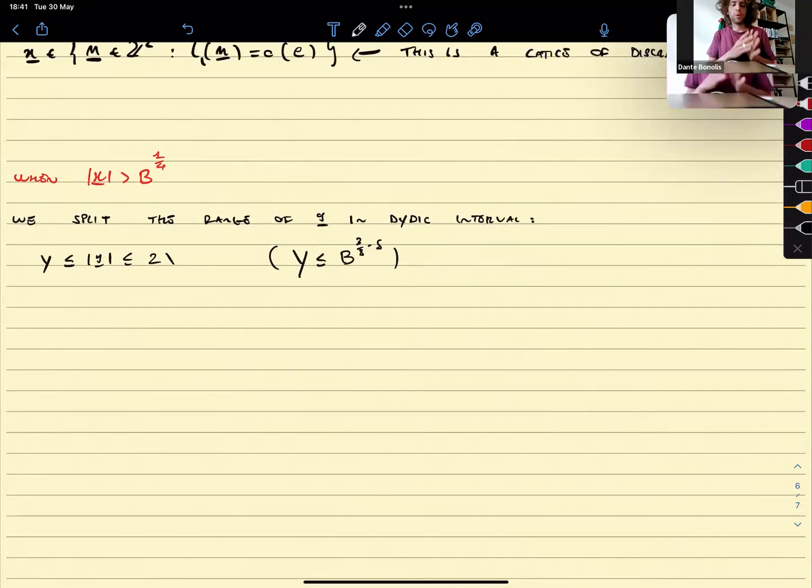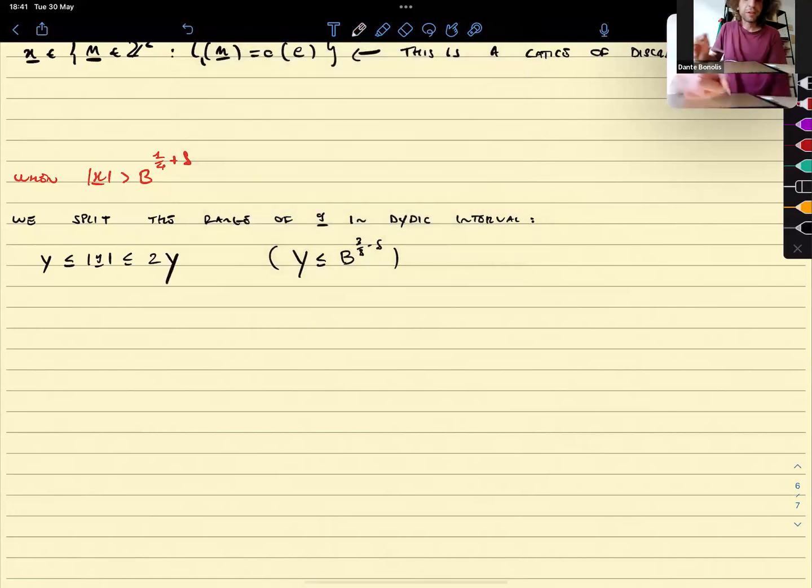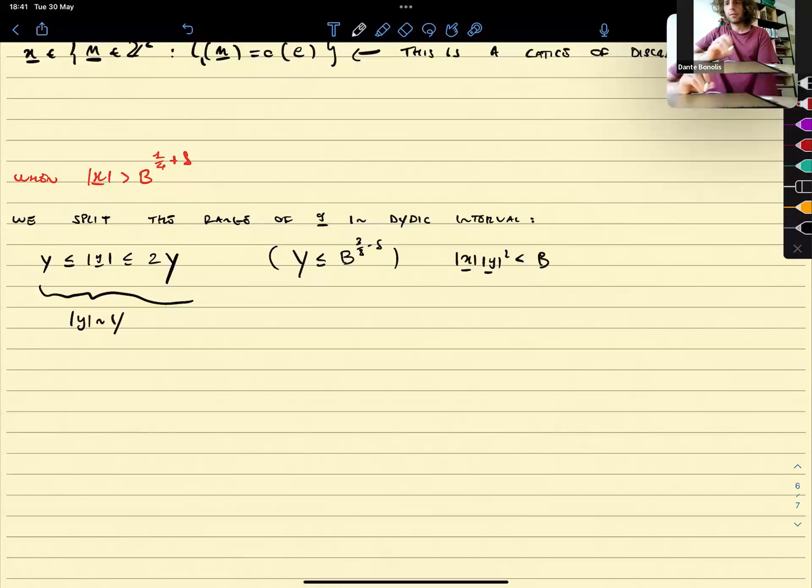In this case, we now know that the height of X is big, meaning that it's at least B to the power 1/4. I guess I forgot a delta here. The first thing we do is split the range of Y into dyadic intervals, and sometimes I'm going to denote this condition by Y tilde capital Y. Since X times Y squared needs to be less than B, we also get this condition on Y.